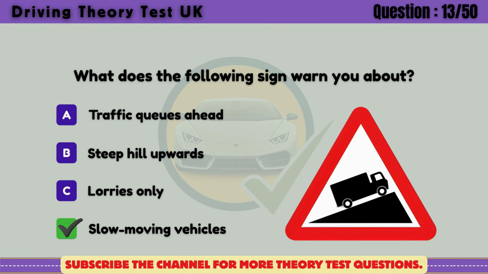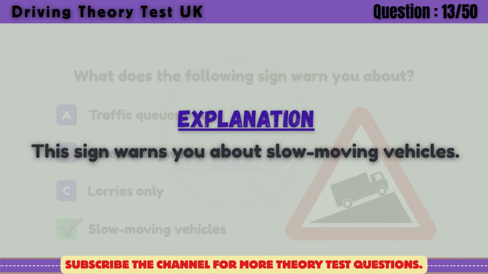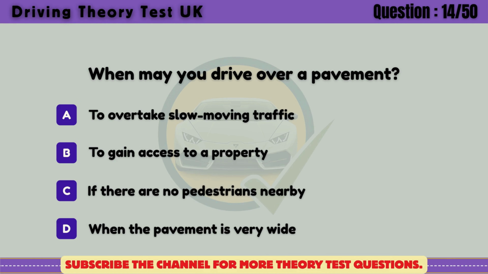Answer is D. Slow-moving vehicles. This sign warns you about slow-moving vehicles. Question 14. When may you drive over pavement? Option A. To overtake slow-moving traffic. B. To gain access to a property.